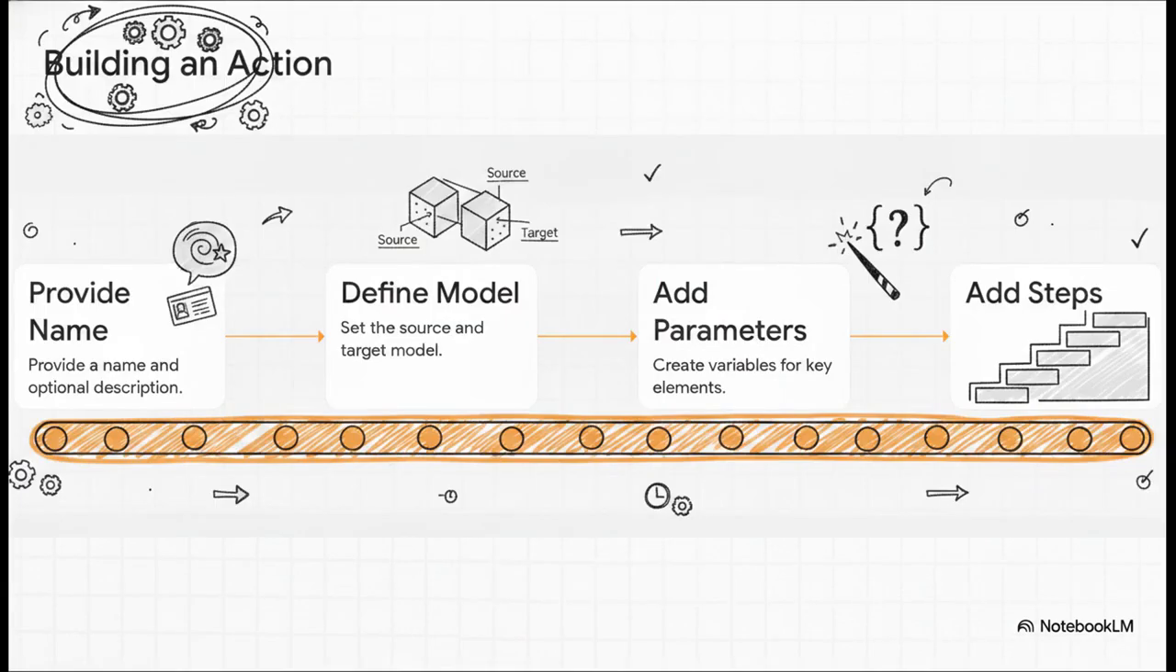Okay, so how do we actually build one of these from a blank slate? Well, it's a strict chronological implementation. Step 1, you provide a name and an optional description. Now, don't skip the description. This is crucial so your colleagues can actually figure out what the process is later on. Step 2, define your model. This dictates which model acts as the source, the target, or maybe even both. Step 3, add parameters. We're going to talk about those magical little variables in just a second. And step 4, add your specific steps in sequence. Each new step calculates based on the results of the one right before it, so you're literally building out an assembly line from left to right.